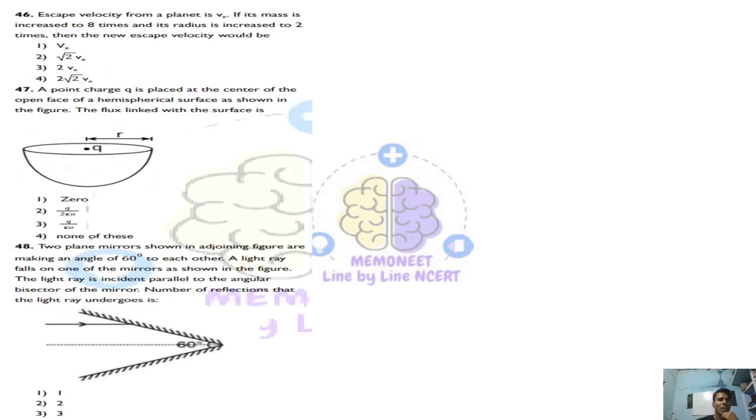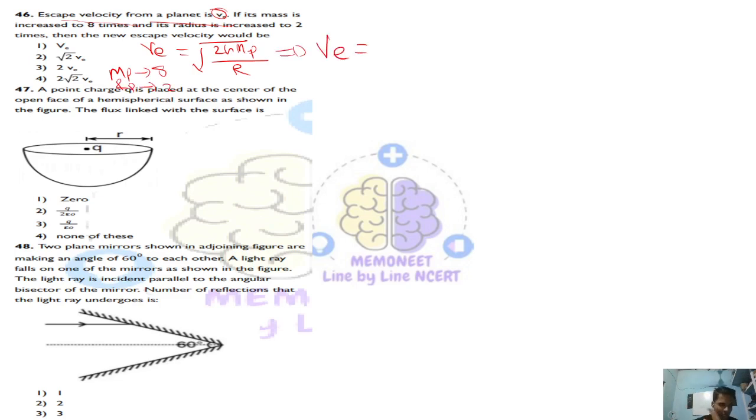Now moving ahead, question 46. It's simply a gravitation question. The escape velocity from a planet is V escape. You know V escape is equal to the square root of 2G times the mass of that planet upon R, the radius of that planet. If the mass of the planet is increased 8 times, and the radius of the planet is increased by 2 times, it is asking what the escape velocity is.